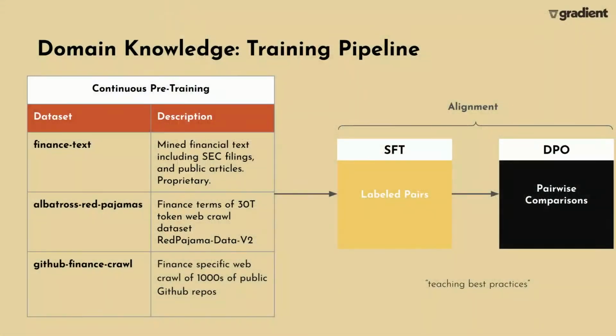And kind of like the last part of the recipe for how to train domain-specific language models is to take that data set that you created and to pass it through a training pipeline. I think by now a training pipeline like this is fairly standard. There's two main parts. One is the continuous pre-training.